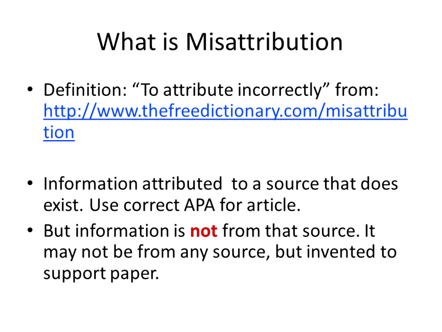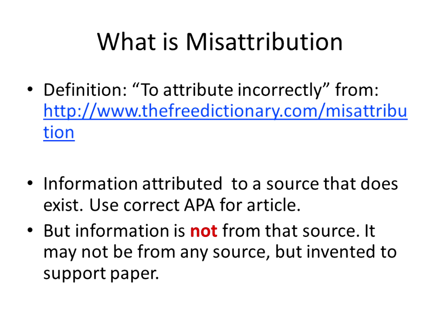And the next one is along these same kinds of lines. It's a way that they might be cheating. And this is the misattribution. Okay? To attribute incorrectly. That's the definition. So what happens is the student has information and they attribute it to a source that does not exist. And they use the correct APA for an article. And the information is not from that source. And it may not be from any source, but may be invented to support the paper.